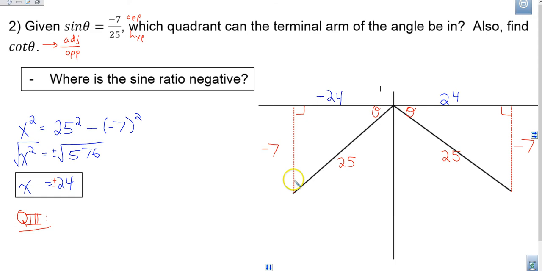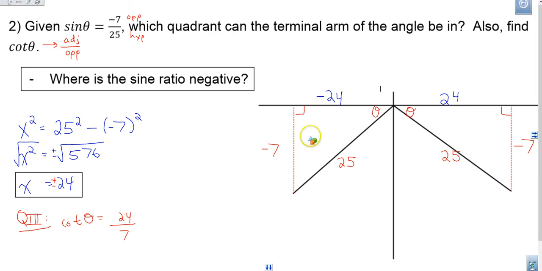So in quadrant 3, this corner right here, the adjacent side would be -24, so cotangent theta is equal to -24 over, and then the opposite side is -7. Now looking at this answer, remember that the two negatives would cancel out, so cotangent theta would be +24 over 7.